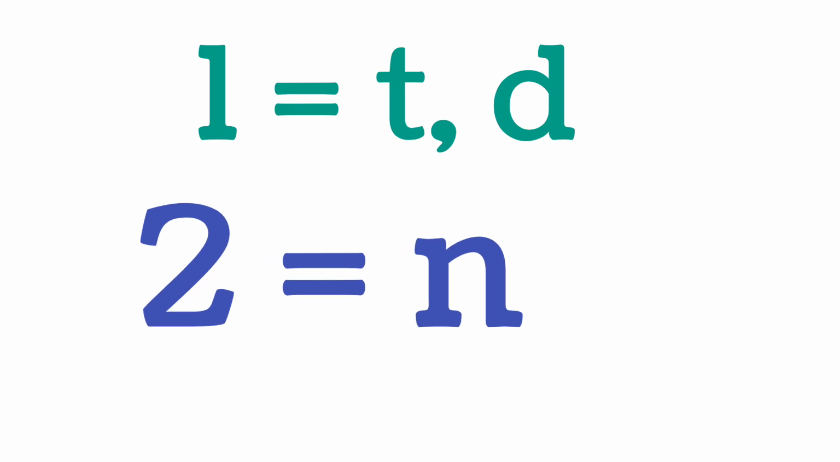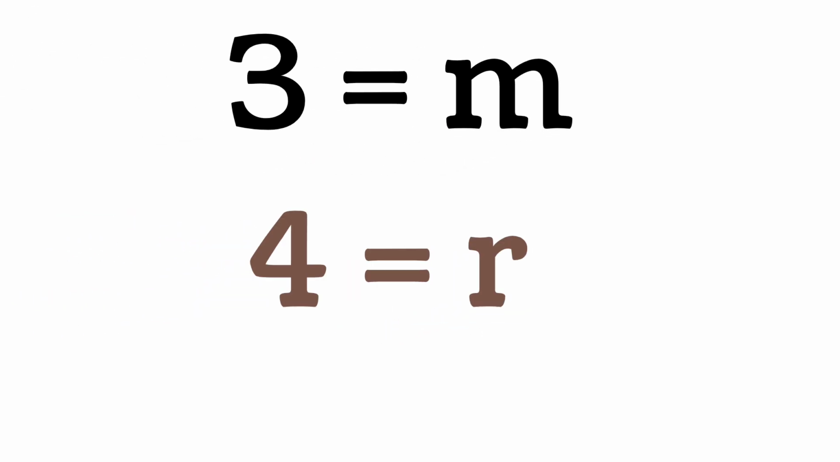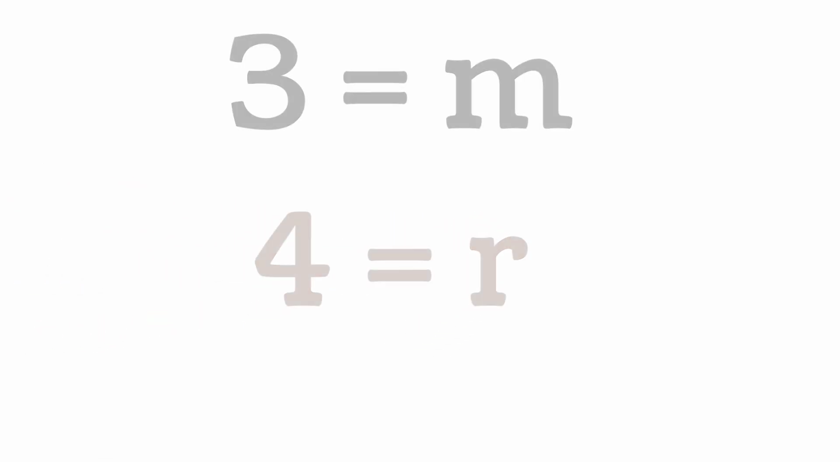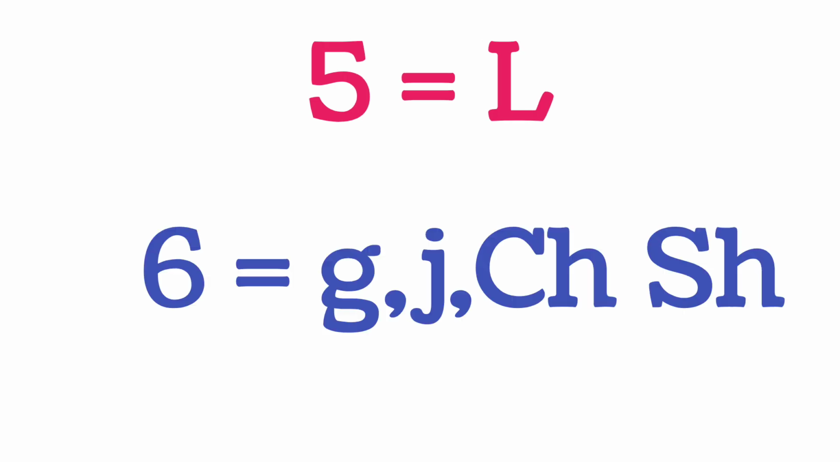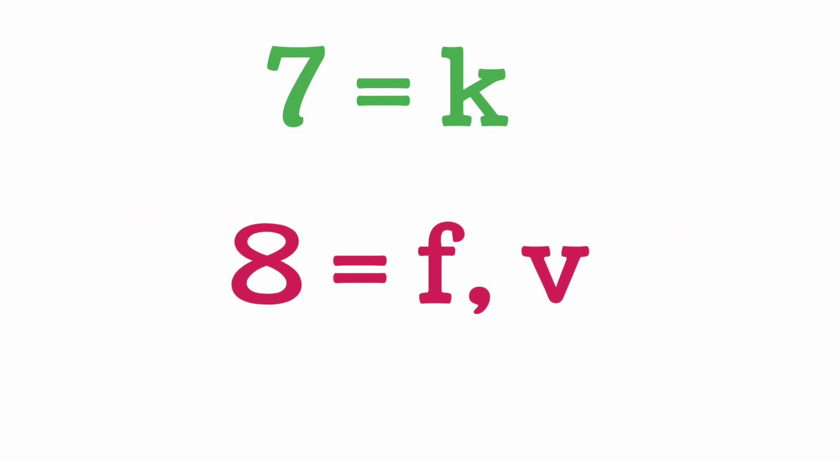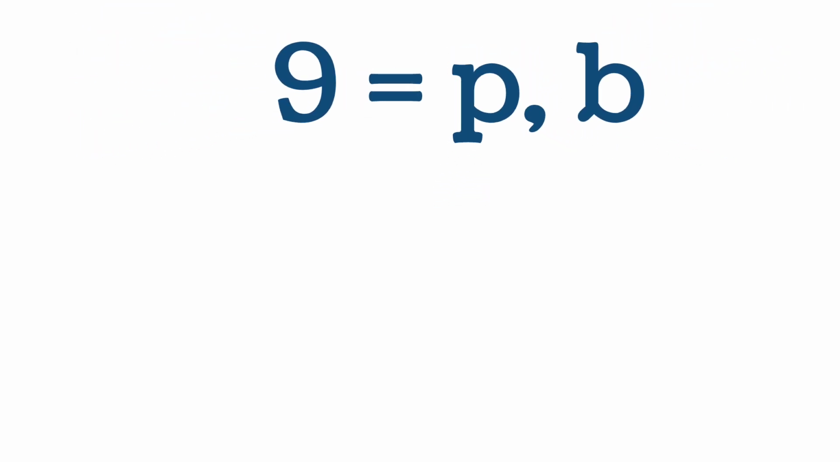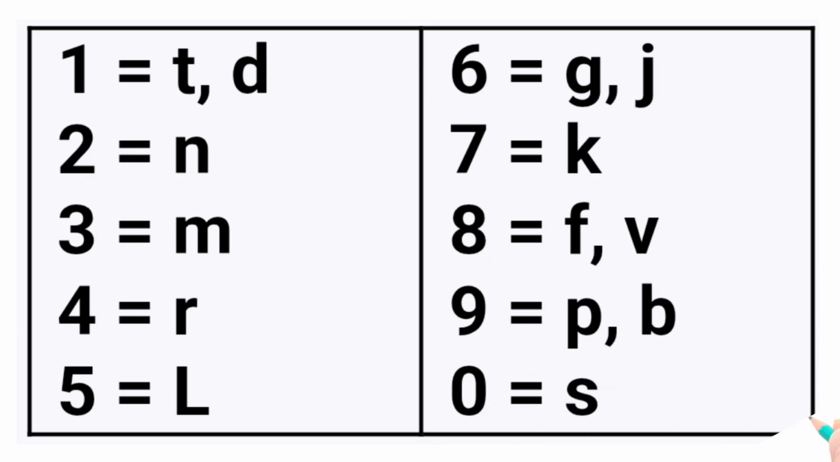1 is T and D. 2 resembles N. 3 resembles M. 4 sounds R. 5 is L. 6 is G, J, C, H, S, H. 7 forms K. 8 resembles F and V. 9 resembles P and B. 0 is S. Children, before we start the story, let's quickly remember our number codes.